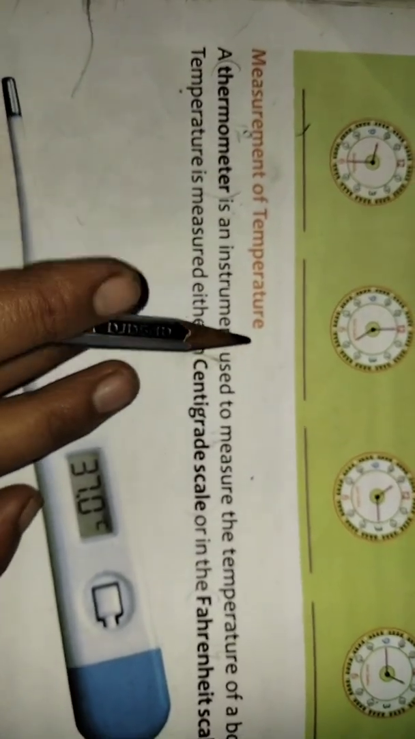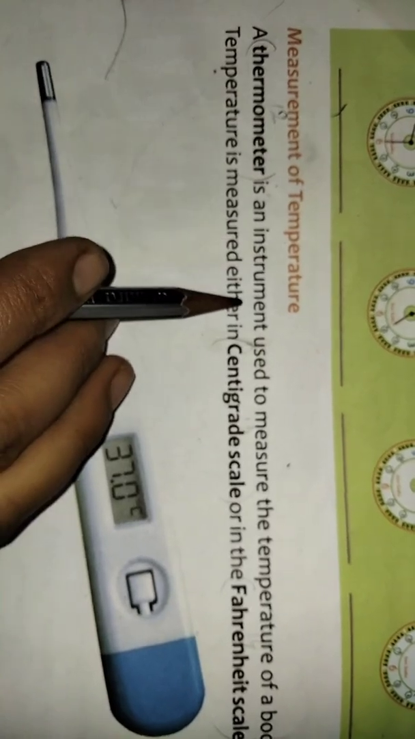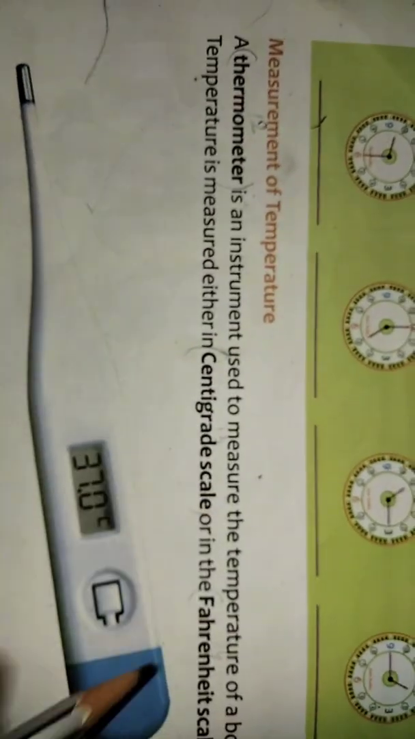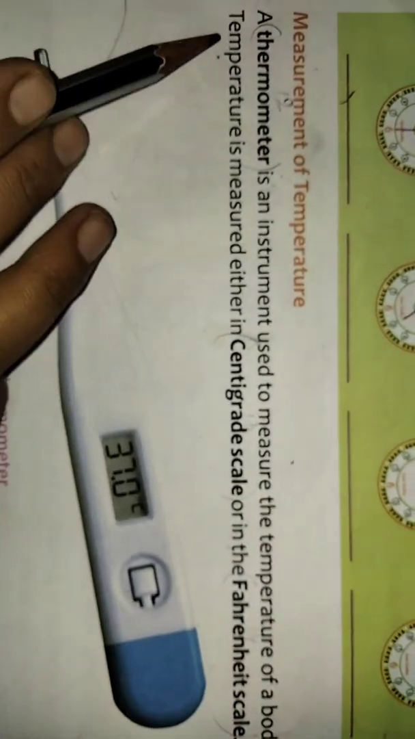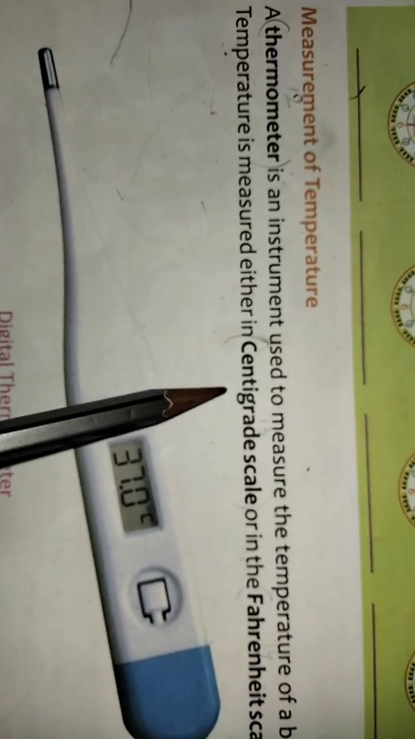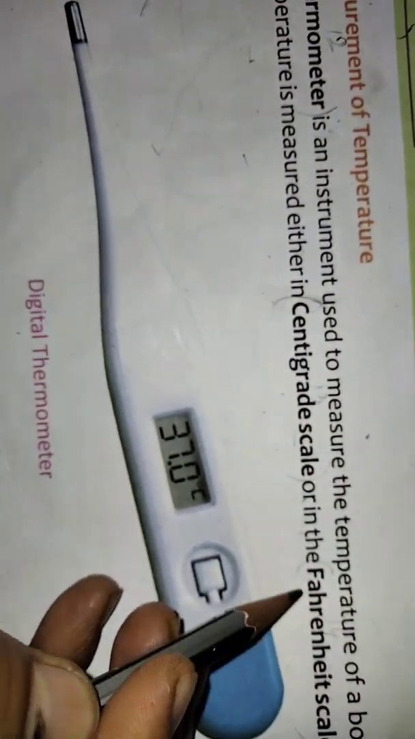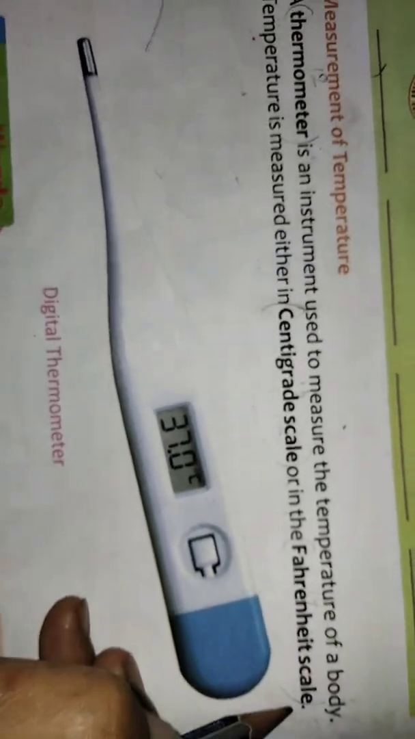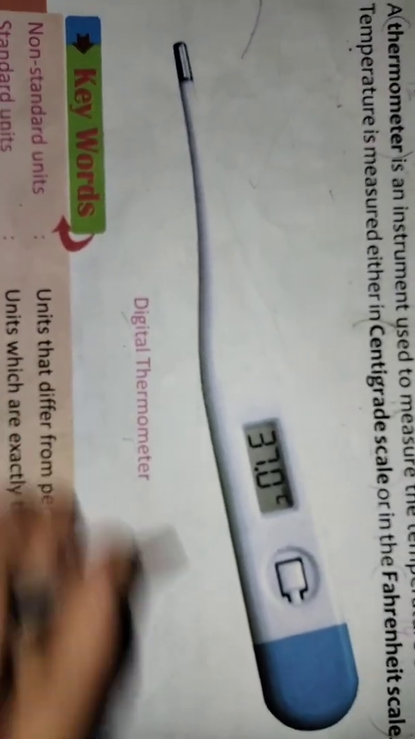Measurement of temperature. A thermometer is an instrument used to measure the temperature of a body. Temperature is measured either in the centigrade scale or in the Fahrenheit scale. This is a digital thermometer.